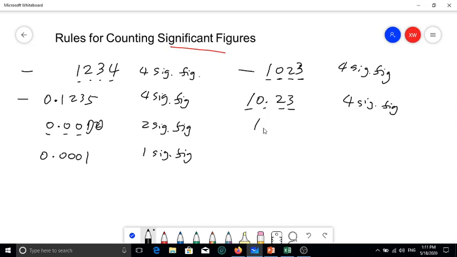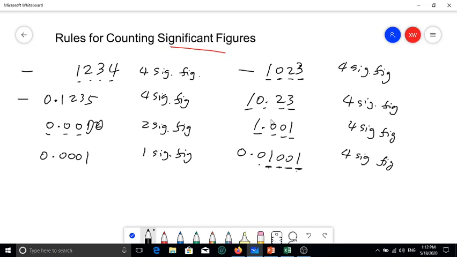Or you can have a number such as 1.001. Now both these zeros are between 1 and 1, so they are also significant. So this number also has 4 significant figures. Let's look at another number here. If I have the number 0.01001, you can see this number has 1, 2, 3, 4, 5 decimals. The first 2 zeros are not significant because they are leading zeros. The 1 is significant. The other one is also significant. The 2 zeros between 2 ones are also significant. So this number has 5 decimals, but only 4 significant figures.